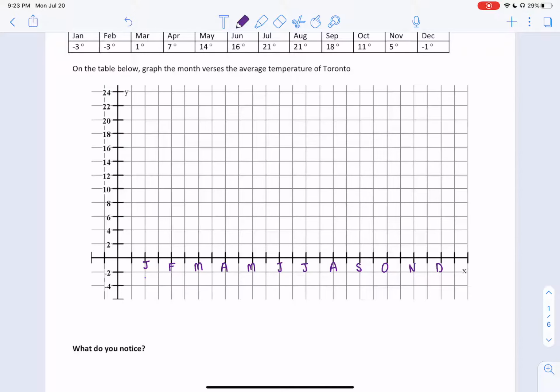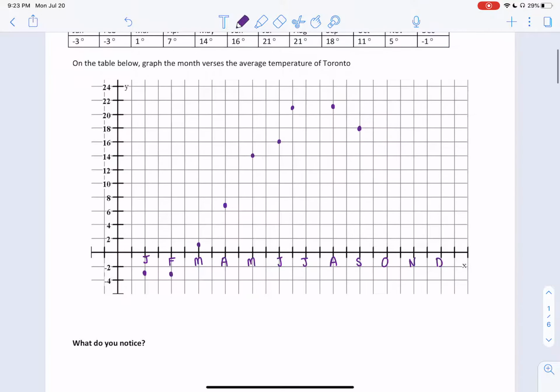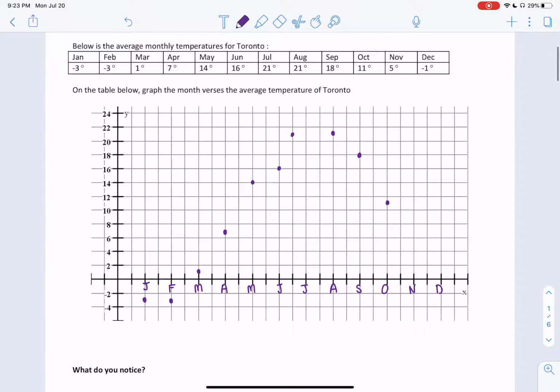So January was -3, February -3, March we got up to 1 degree, April got up to 7, May up to 14, June up to 16, July up to 21, August around 21, September is at 18, October down to 11, November we are down to 5, and then December is at -1.